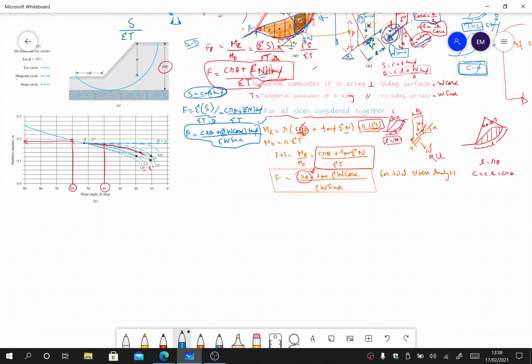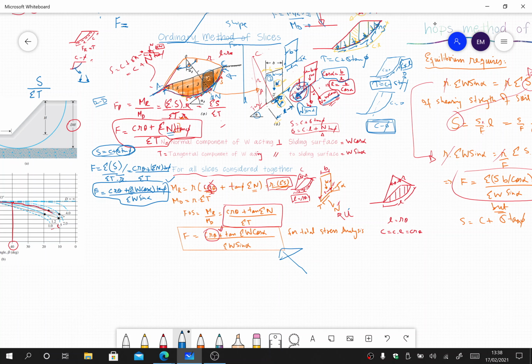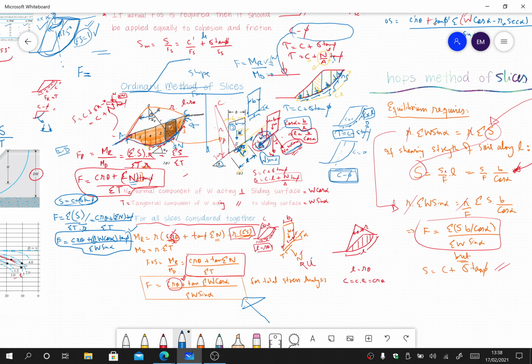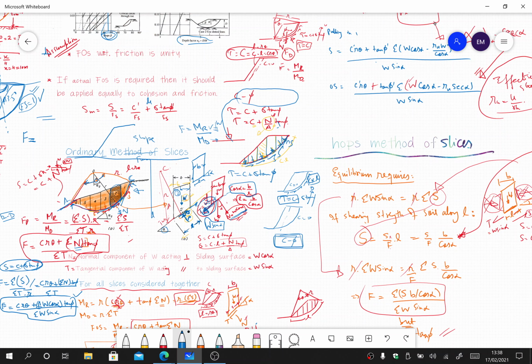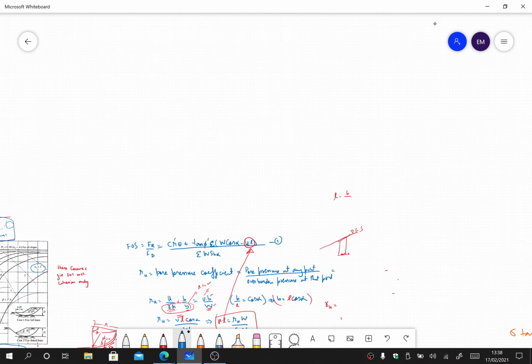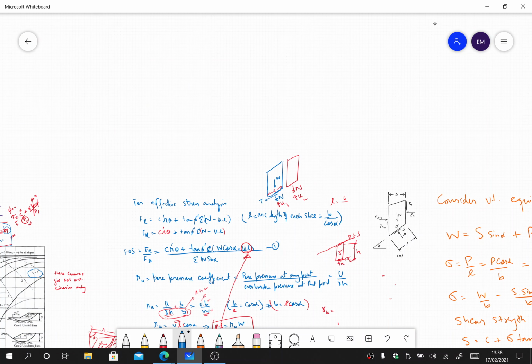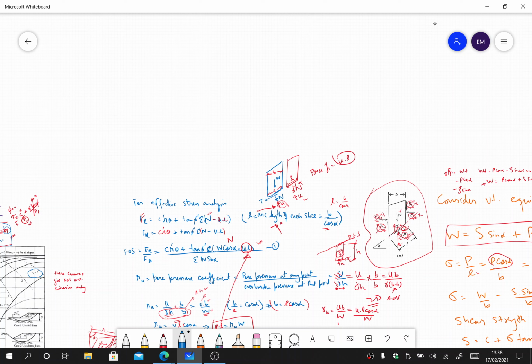So this was the equation that we just solved out. All right, so if we are doing an effective stress analysis, then cohesion will be replaced by C dash and angle of internal friction will be replaced by phi dash. These are the effective angle of internal friction and effective cohesion, and also we will add a pore pressure factor at the bottom.